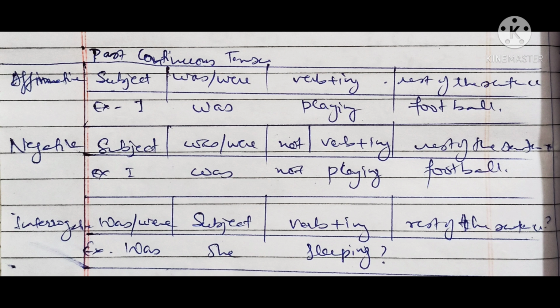Now the sentence structure for interrogative. We would write was or were first, then subject, then verb plus ing, then rest of the sentence with a question mark. For example, was she sleeping? Or were they decorating the house? Or was she singing a song?